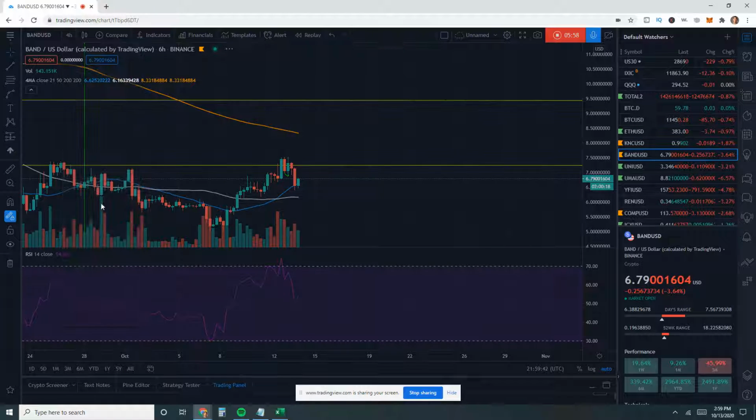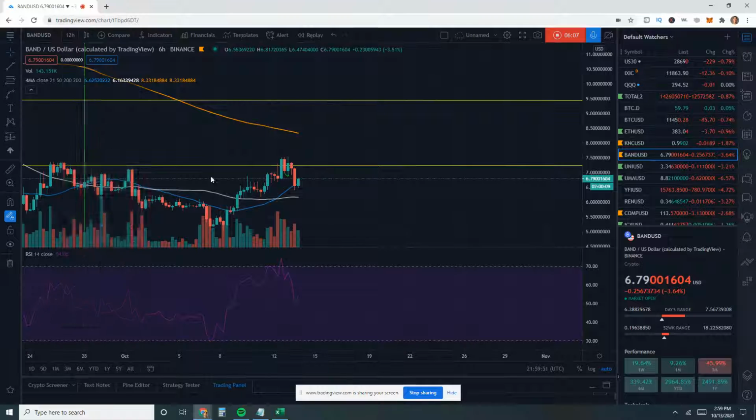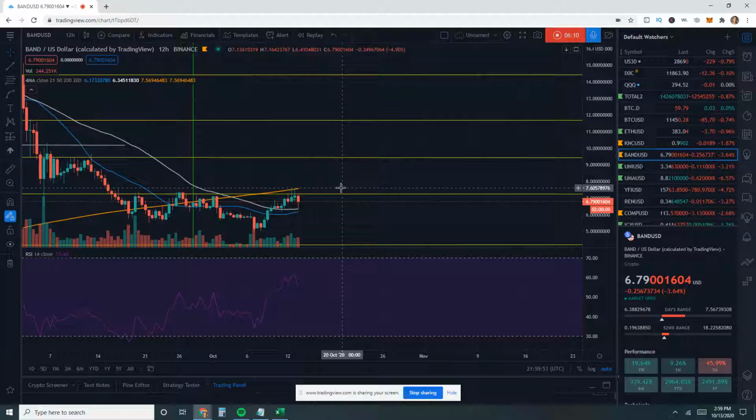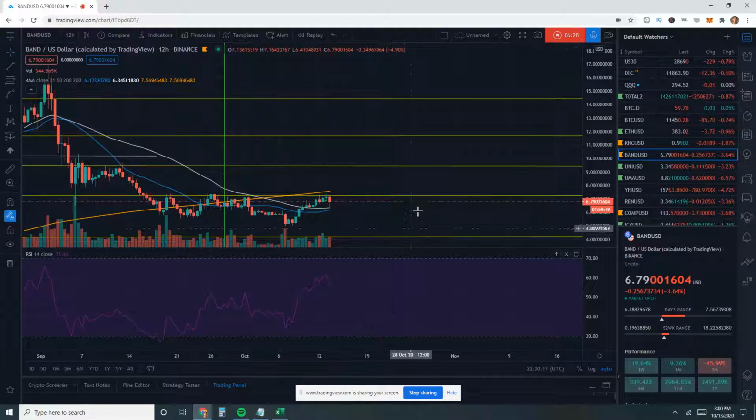Now let's just say that we do get above this Fibonacci level. We will be looking at the 12-hour 200 moving average right here, which is currently about 7.55 USD. That will be the next level of resistance. And I see that the price action has tried to break it twice already. So let's see if the third time is a charm. But that will be the next level of resistance we are looking at.